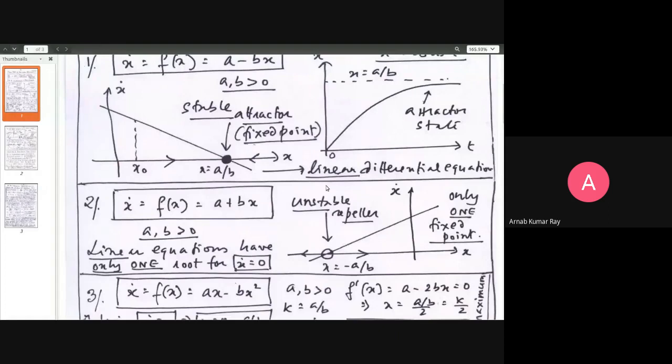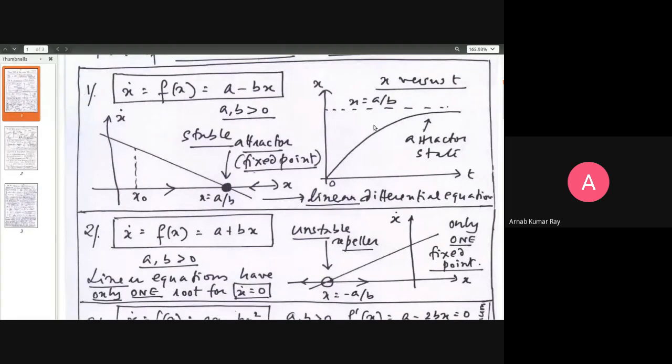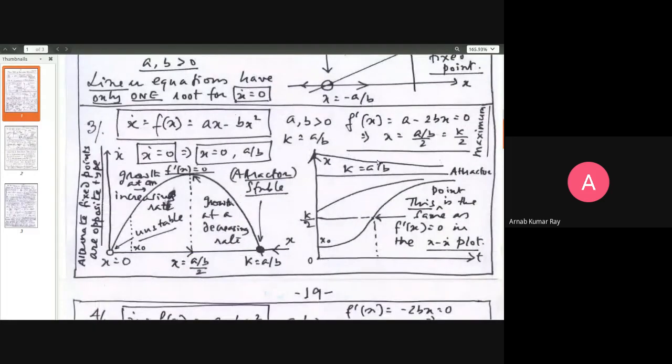Yes, sorry. Now, this fixed point is a by b. The x dot versus x diagram shows it to have a finite position on the x-axis. But if you plot it in the x versus t diagram, you will need an infinite amount of time to reach a by b. In real time, you will need an infinite amount of time to reach a by b. You have checked that in all these problems. Similarly, for the logistic equation, you'll need an infinite amount of time to reach this limiting value.